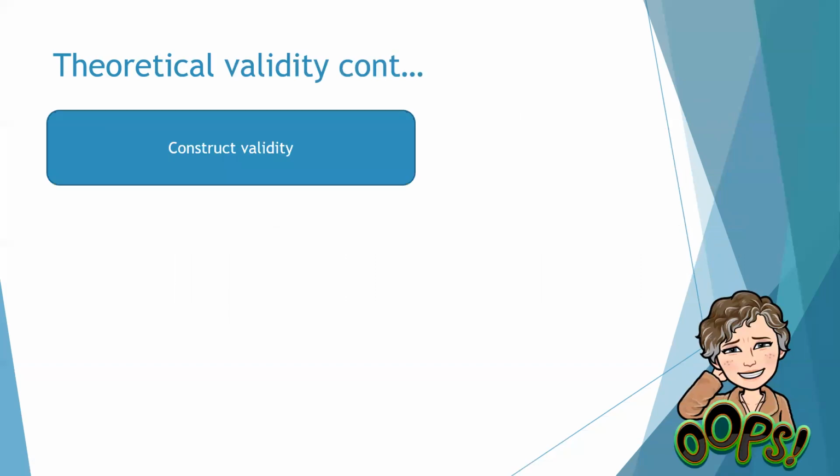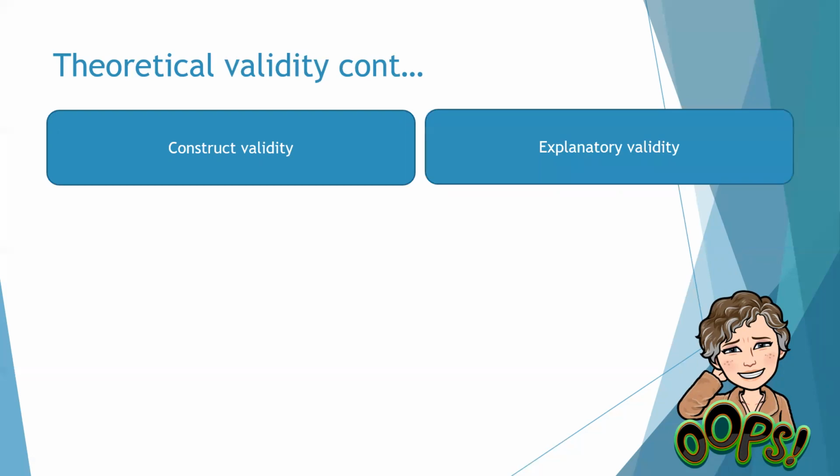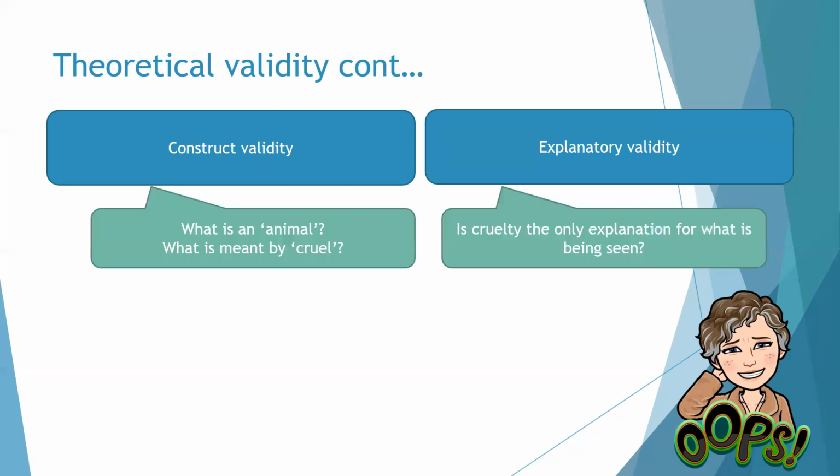He goes on to say that theoretical validity can have two components to it. The first is construct validity: have you actually defined a concept that is a useful one or one that bears out in the world? And number two, does it offer any explanatory value? Let's think back to our example with animal cruelty. What is meant by an animal? Do you include insects in that, for example?